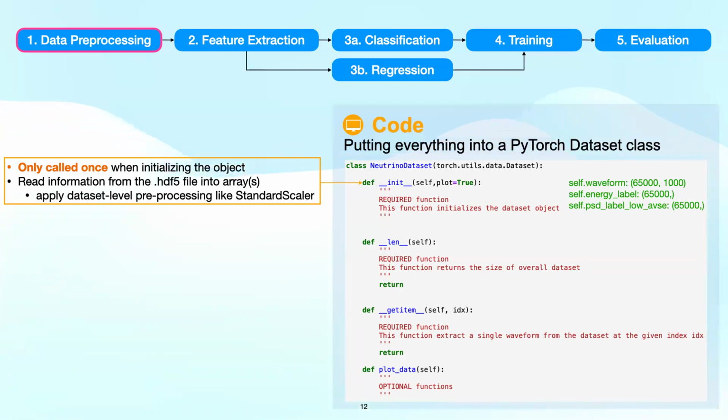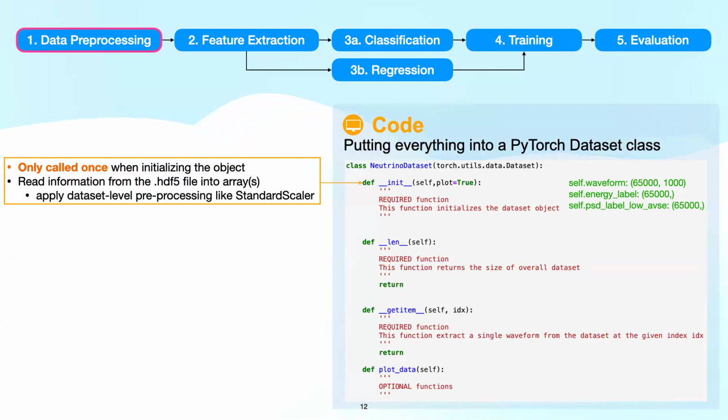Basically what you should do here is read information from your HDF5 file into an array. You can apply dataset-level pre-processing like standard scaler, because when you do standard scaler, you are normalizing each index across your entire dataset to have a 0 mean and one standard deviation. For example, if I read my dataset, I'm going to have these arrays. self.waveform has a size of 65,000 by 1,000 after the windowing processing, as I said.